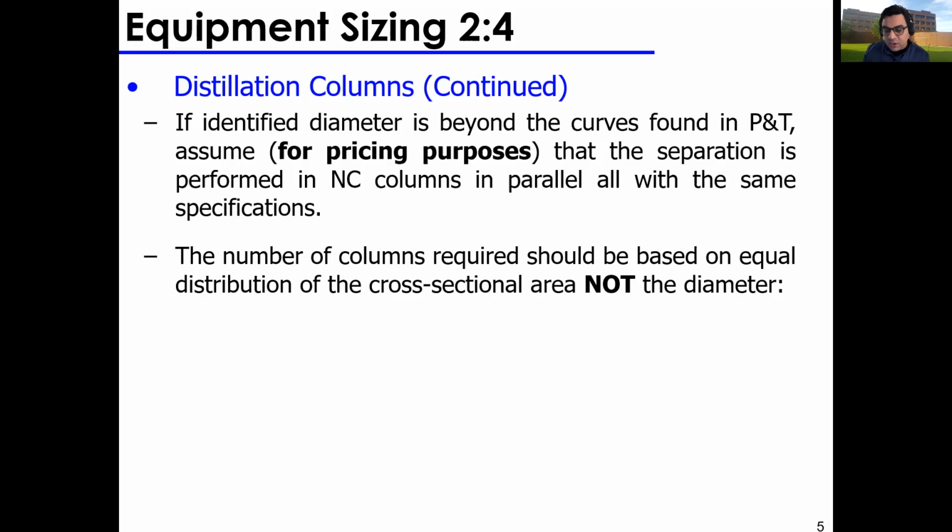And the volume of your cylinder, or of your vessel, is really what is used to determine the cost. So once you have the height and the diameter, you can assume it's a cylinder and get the volume. That's pi d squared over 4, the cross-sectional area, multiplied by the height, and then you get the volume of the column. And this is really the metric you're going to use when doing the economics.